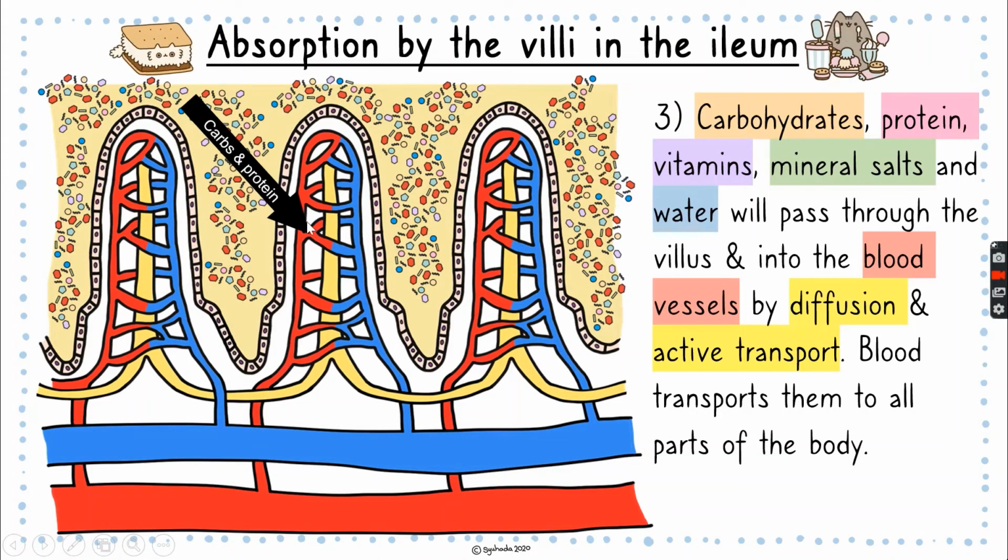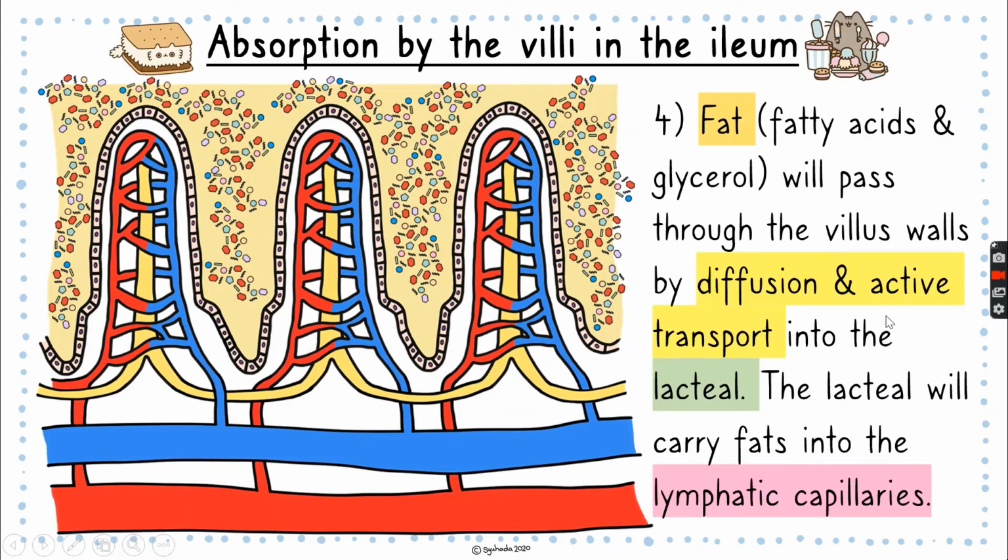Carbs and protein, again, will enter the blood vessels, but the fat, so the fatty acids and glycerol, will enter in a different way. Fat, the fatty acids and glycerol, when it's digested, will pass through the villus walls as well by diffusion and active transport, but instead it's going into the lacteal. And this lacteal will carry all the fat into what we call lymphatic capillaries.